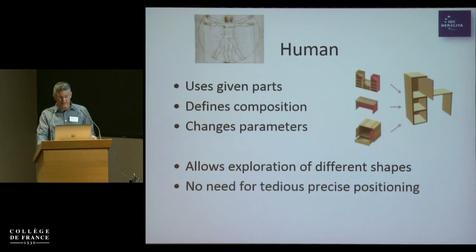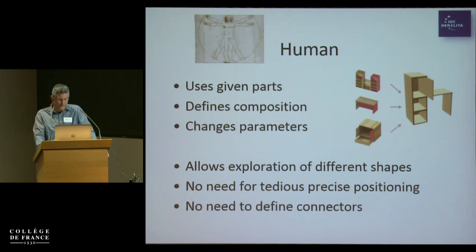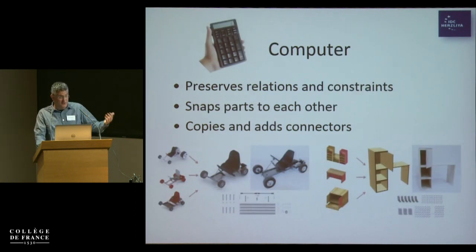There's no need for the tedious, precise positioning or thinking about the connectors. This is done automatically. The computer preserves the relations because the database that we define is really a database of parametric models that include all those constraints between them. The parts snap to each other. So when someone positions something, it doesn't need to be exact. He positions them more or less, and then things snap into place. And of course, it can copy and add those connectors because we have similar things in the database that can be transferred into your new models.